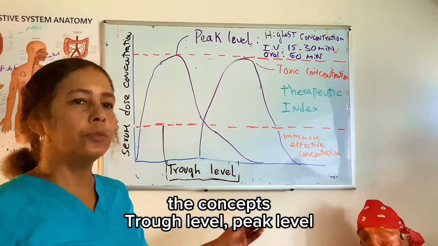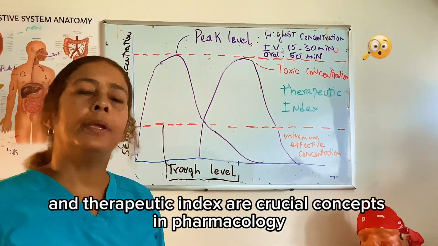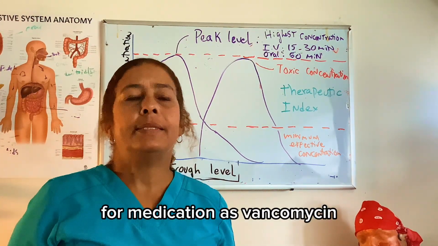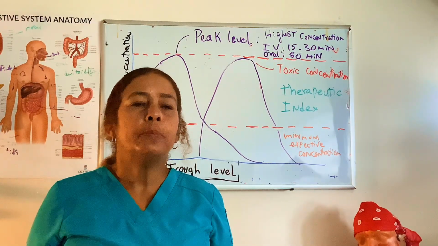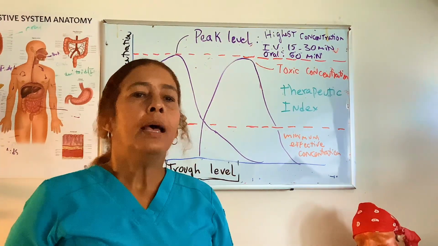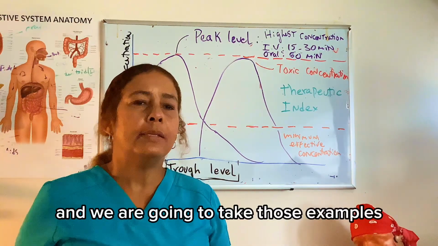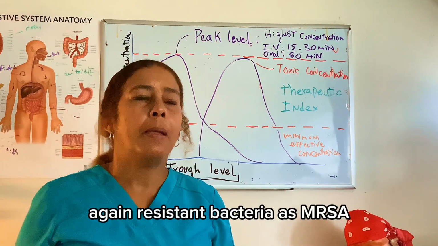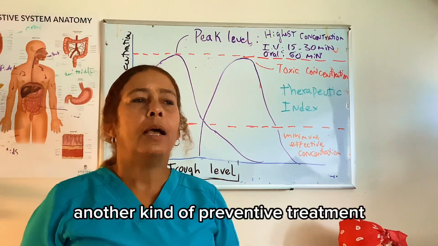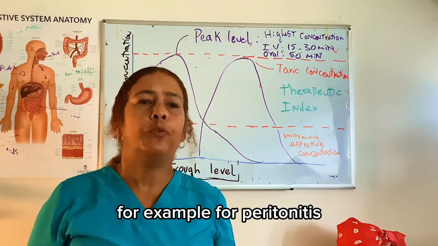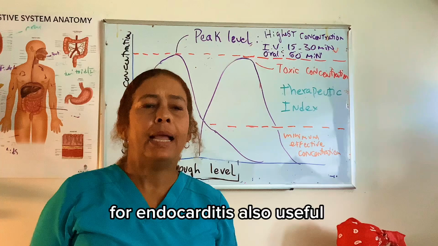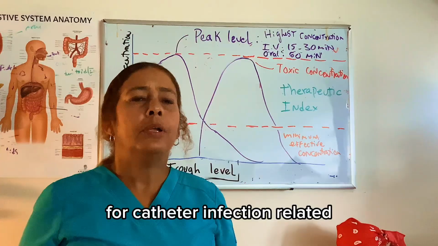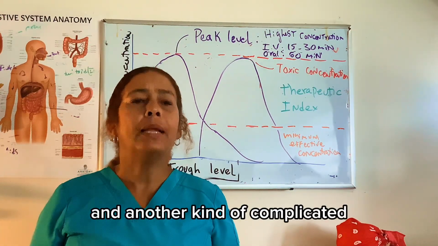Hello, the concepts of trough level, peak level, and therapeutic index are crucial in pharmacology for medications such as vancomycin and gentamicin, which are used in the hospital and other nursing and medicine settings. We're going to take those examples because they are effective against resistant bacteria such as MRSA, and for other kinds of preventive treatment, for example for peritonitis and endocarditis, and in the case of vancomycin, for catheter-related infection and other complicated bacteria.